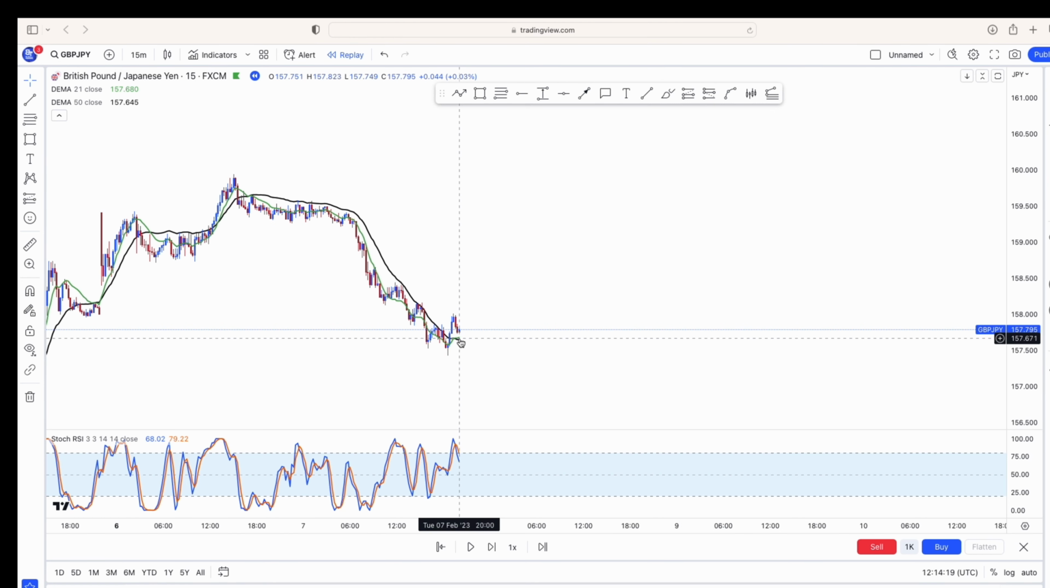We cannot buy. Why are we not buying it? As much as they crossed, we are not buying. The reason is because here we are still overbought.